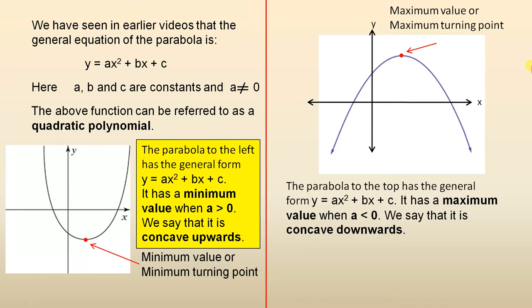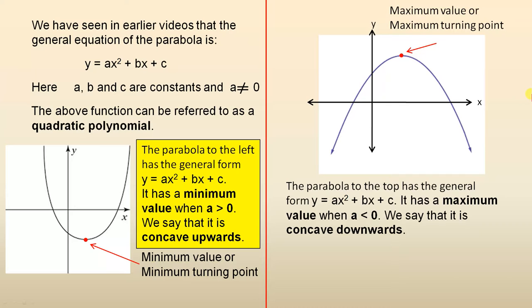We have seen in earlier videos that the general equation of the parabola is y equals ax squared plus bx plus c. Here a, b and c are constants and a does not equal 0. The above function can be referred to as a quadratic polynomial. The parabola to the left has the general form y equals ax squared plus bx plus c. It has a minimum value when a is greater than 0. We say that it is concave upwards. And here is the minimum value, or the minimum turning point.